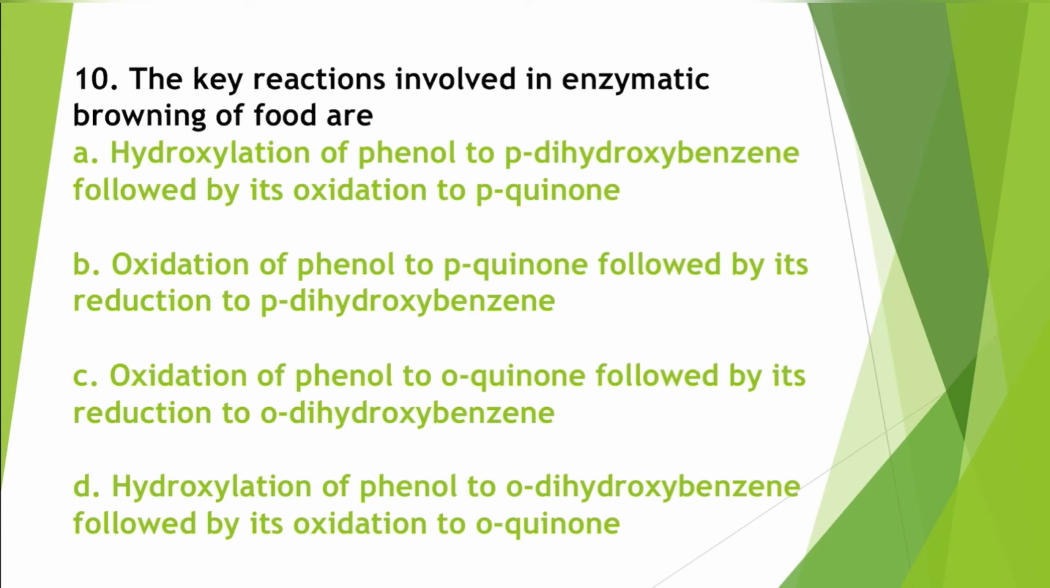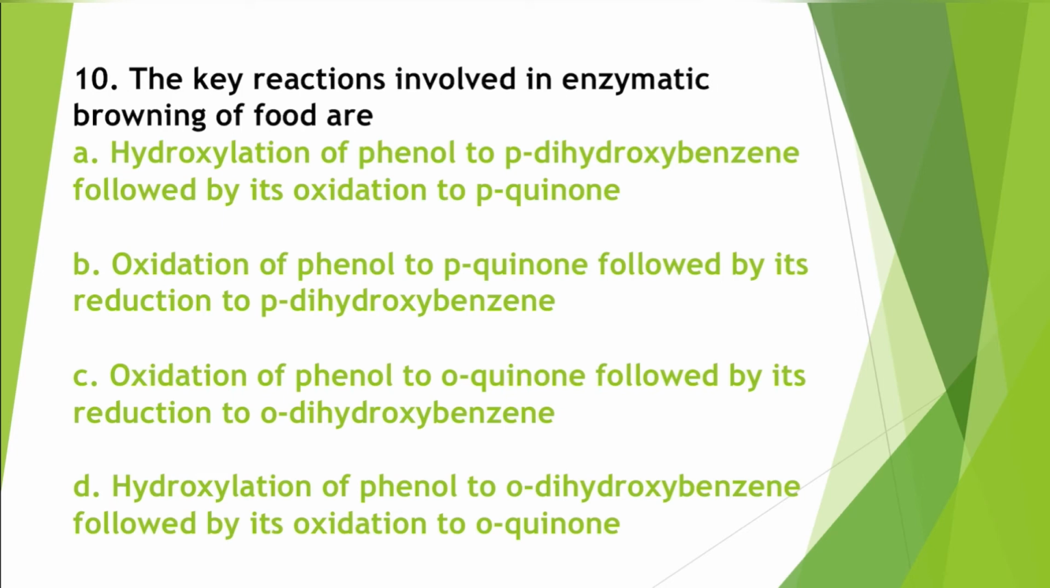So the key reaction involved in the enzymatic browning of food is the hydroxylation of phenol to O-dihydroxybenzene, followed by oxidation to O-quinone. Then, in the last step, a pigment known as melanin is formed.